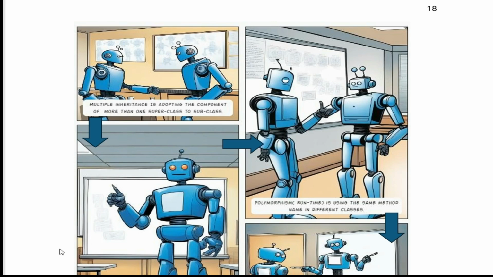Encapsulation: the components of the class are not accessible by objects and other classes unless it is permitted. Polymorphism, runtime, is using the same method name in different classes.